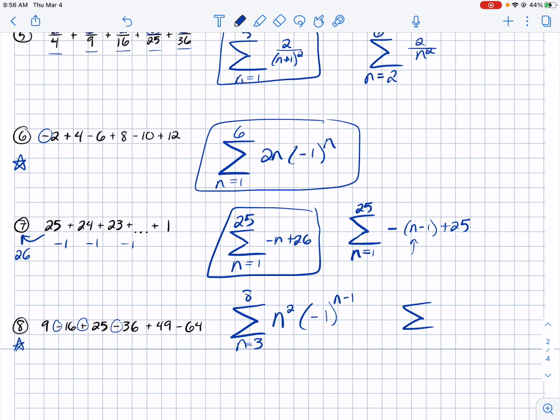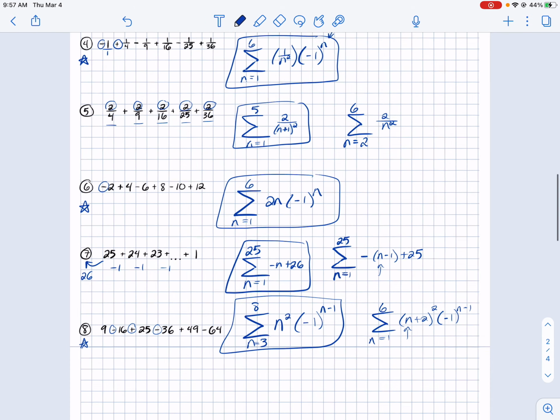Other rule could be written as, if you wanted to start at 1 and go up to 6, you just needed n plus 2, because you weren't starting at 1 squared, you were starting at 3 squared. So by plugging in the 1 there, you get your 3 squared with your -1 to the power of n minus 1. Okay, hopefully you noticed that there's multiple ways to write these rules.